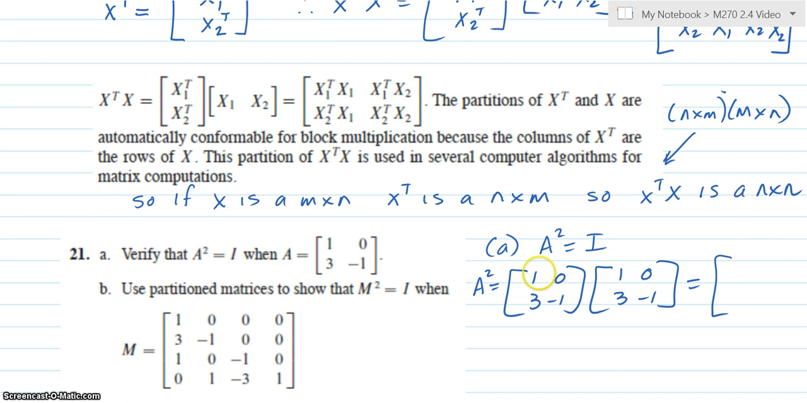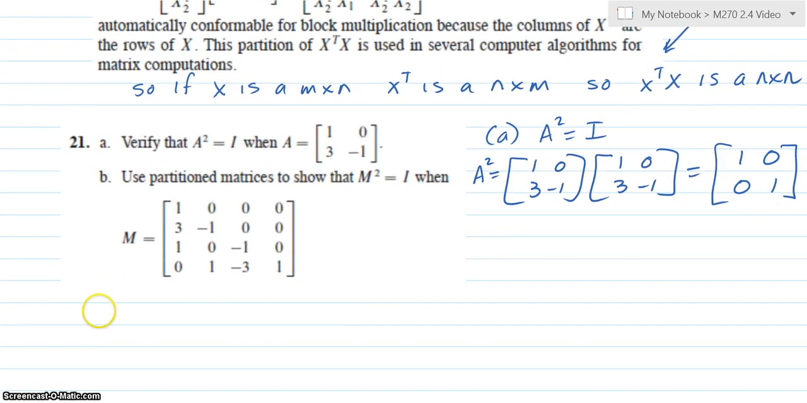So let's see, we get the first row, first column, that would be this and this, so that would be 1 plus 0 is 1. This would be the first row, second column. First row, second column, you would get 0 with a 0. The second row, first column, would be a 3 with a negative 3, so that's also 0. And finally, last row with the last column is 0 with a 1. It does work. So we did verify that A squared is I. Let's do part B over here.